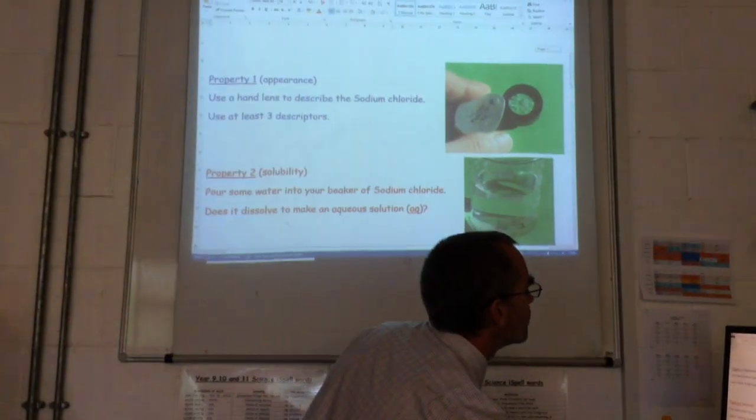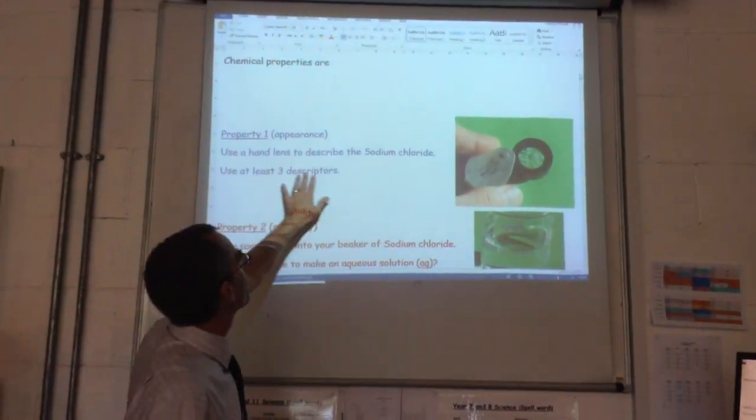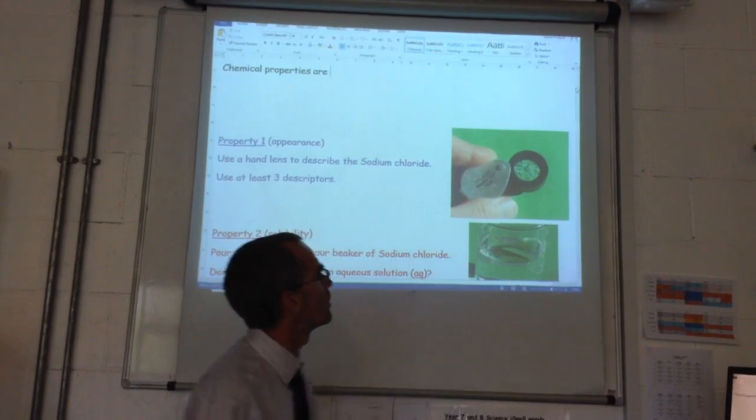So on your task sheet that will follow, the first property would be the appearance, and I'll be asking you to think of some descriptive words to go with the appearance.